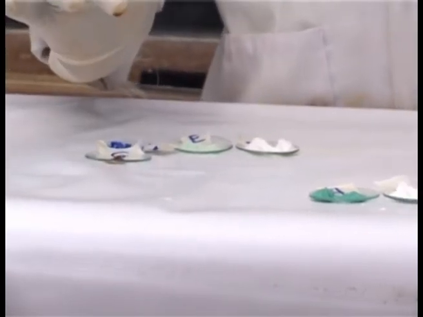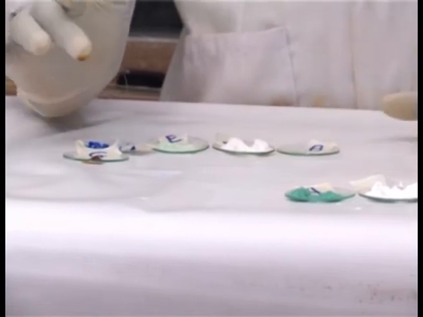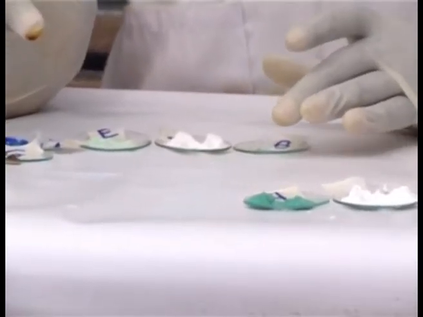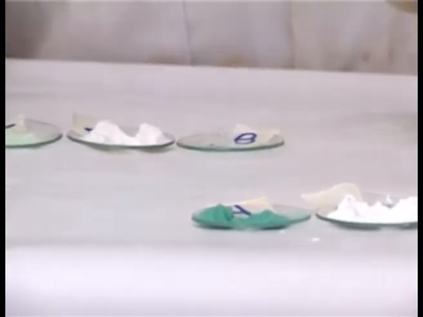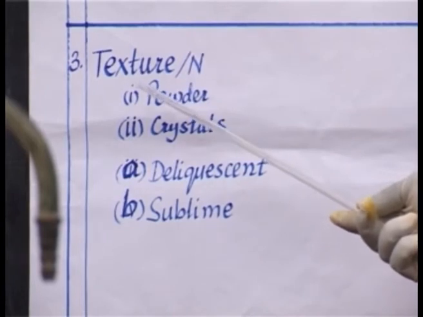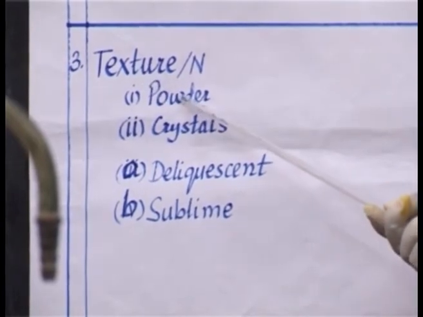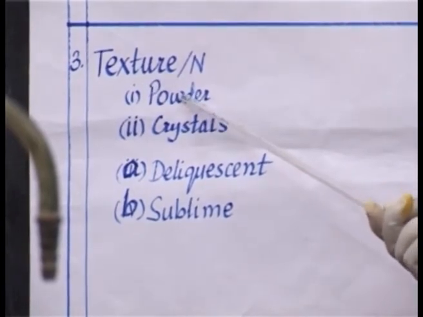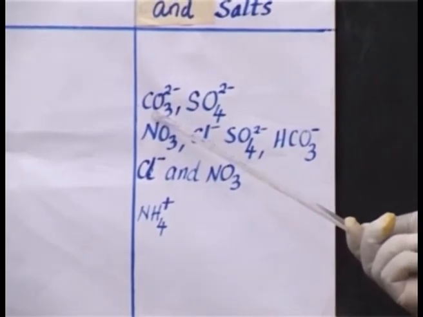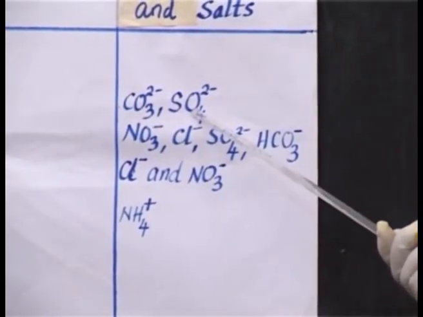And salt B is in crystalline form and it is also deliquescent. If the texture of the salt is powder, it infers that the salt is carbonate or some sulfates.